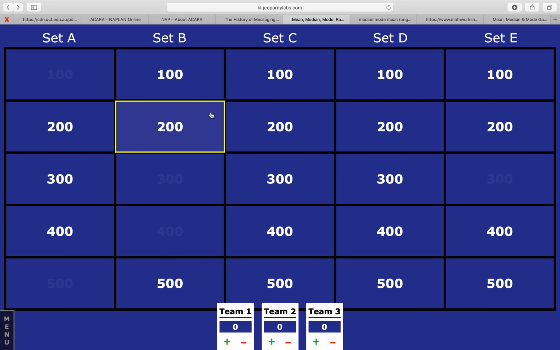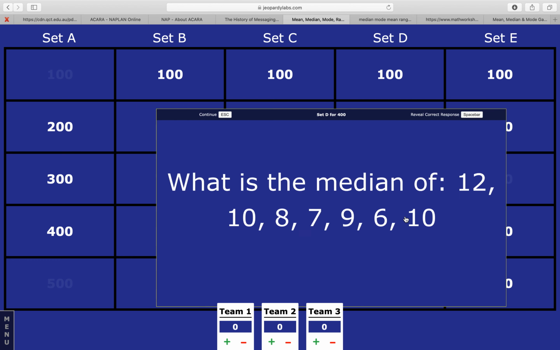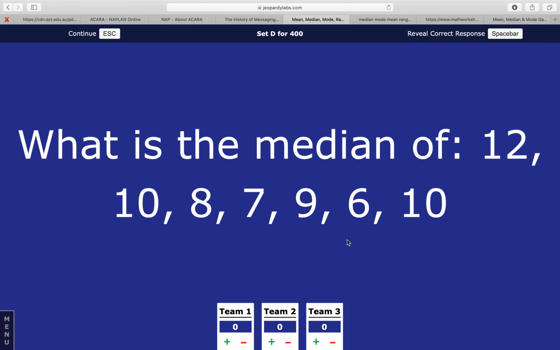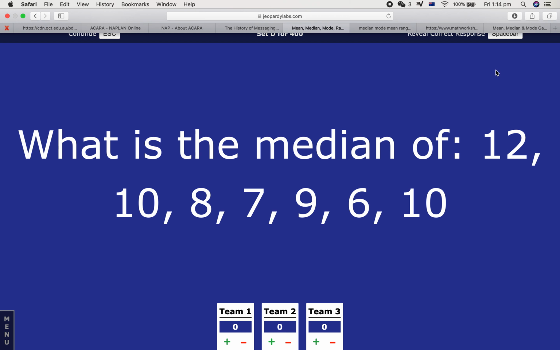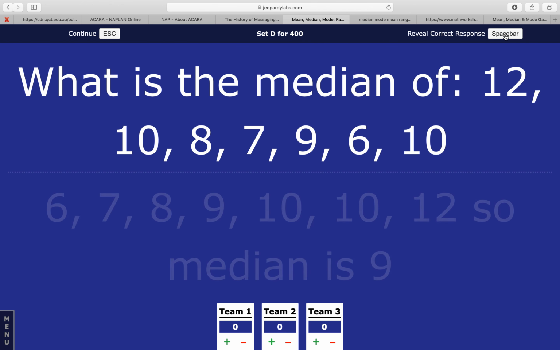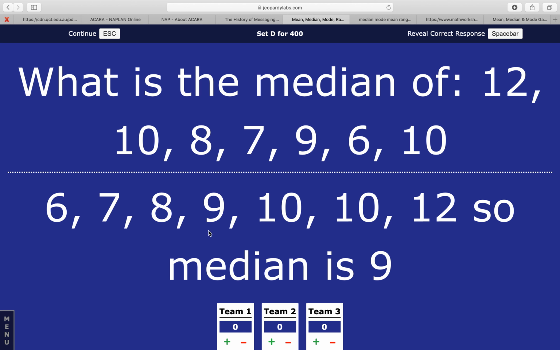All right, let's try a few more. Let's try something here. Okay, what is the median of these numbers? I'll give you a bit more time. All right, so we need to arrange these. Okay, and the median is the number in the middle, so it happens to be 9. Okay, now we might stop here and we can do more questions later.